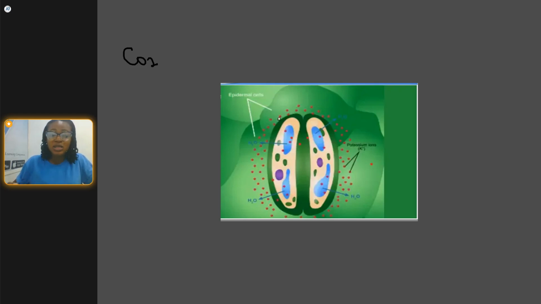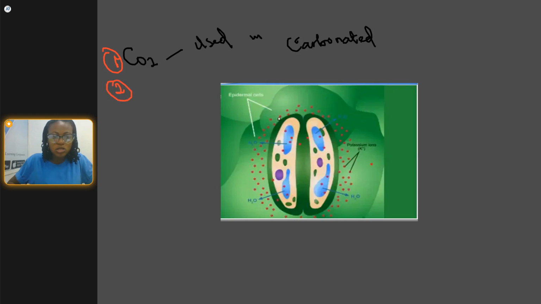So number one, it is used in carbonated drinks and refrigeration. I won't be able to write all the notes, but you can still jot down everything that I'm saying. It also enhances plant growth. It is also used in fire extinguishers. That is for carbon dioxide. So we are done with number one.